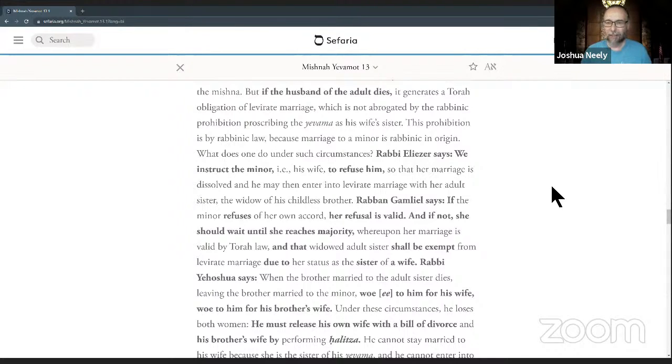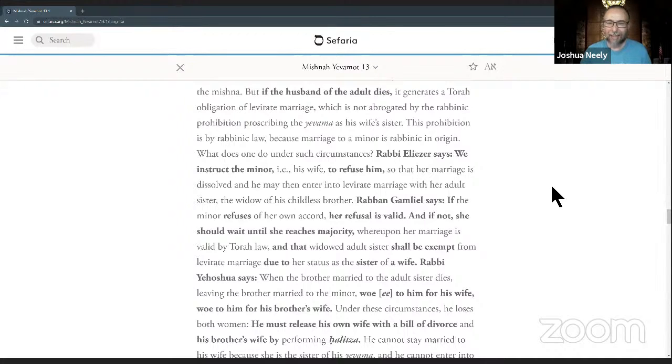Right. So now we have this conundrum where the husband of the adult sister dies, and what happens to the brother who is married to the minor sister and his obligation on behalf of his deceased brother? Well, Rabbi Eliezer says we instruct the minor, that is to say, the wife of the living brother, to refuse him, to refuse her current espoused brother. That is to say, her husband, the brother of the deceased, so that her marriage is dissolved, and he may then enter into levirate marriage with her adult sister, the widow of his childless brother.